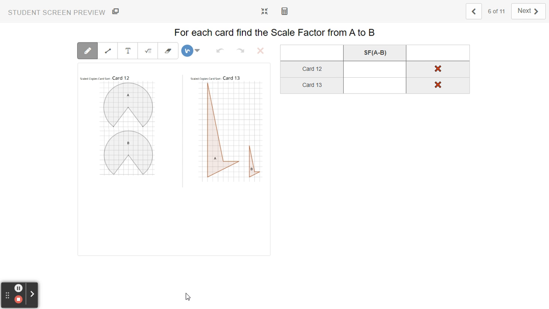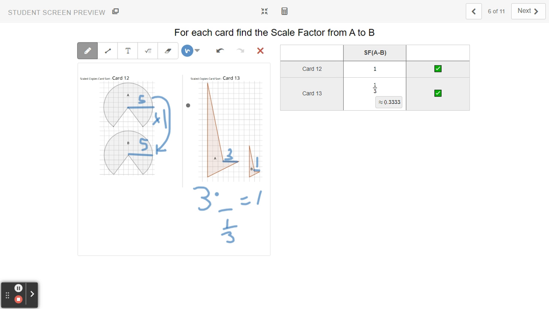Okay, and we have 2 more cards. Go ahead and find those scale factors. Okay, so again, I identified some corresponding parts or distances. This is what I chose on these. Again, none of these lines were on the grids, so I just chose a distance that I could count on both figures, and they're the same. So I know that the scale factor is 1.